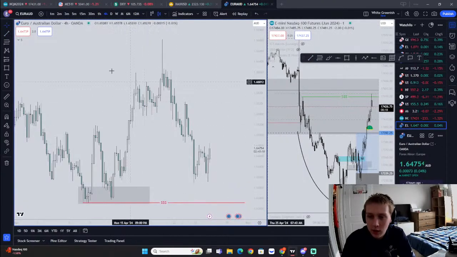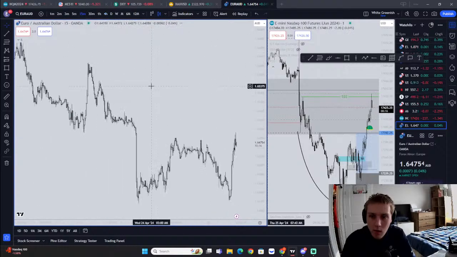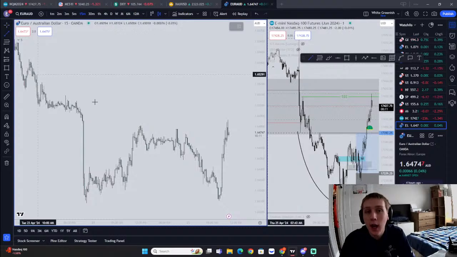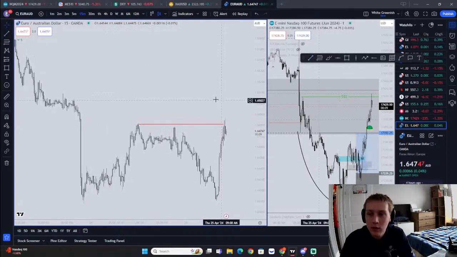Sell side resting here. I don't like the internal structure. I do think now it is the time to look for a short. Internal stop raid.